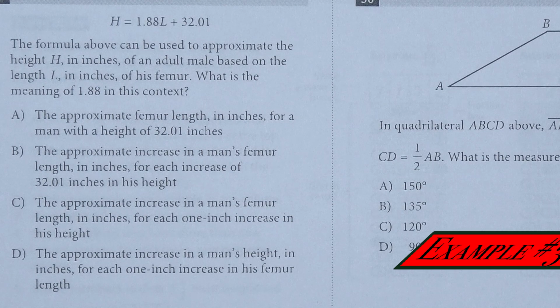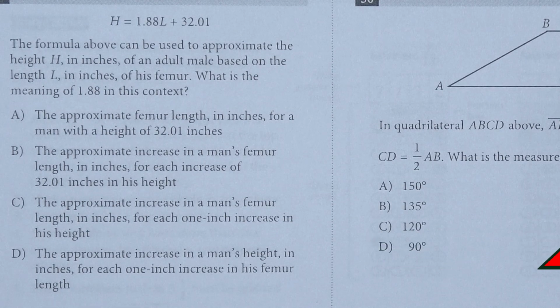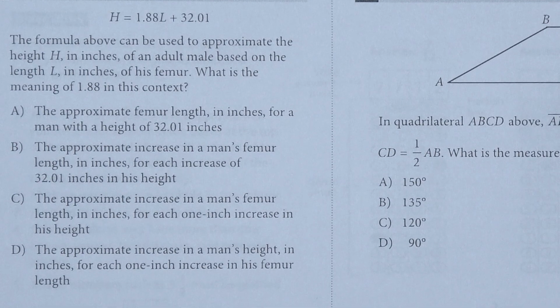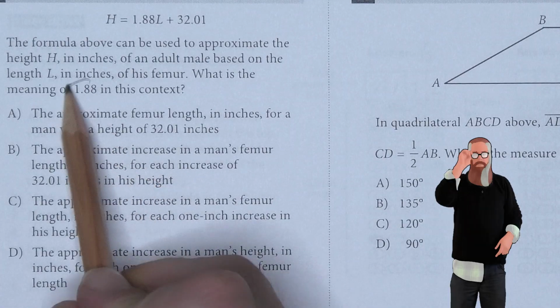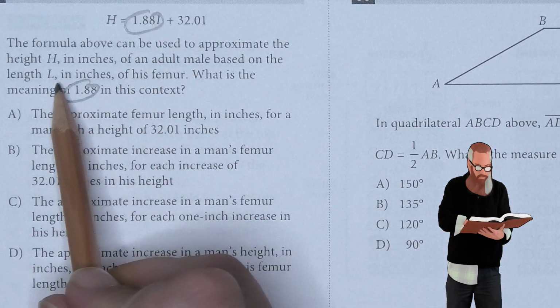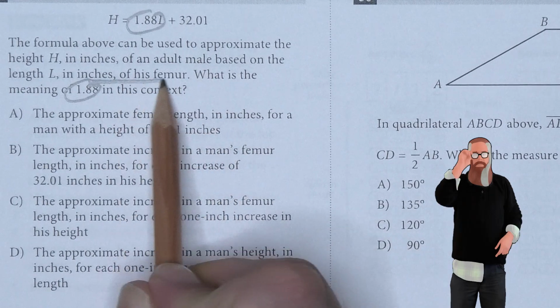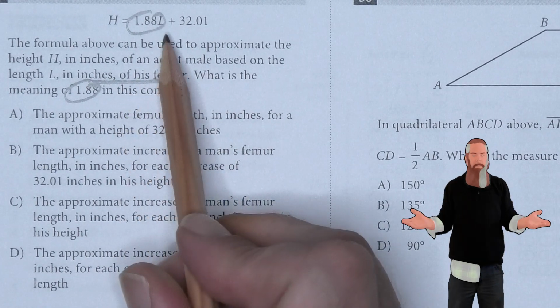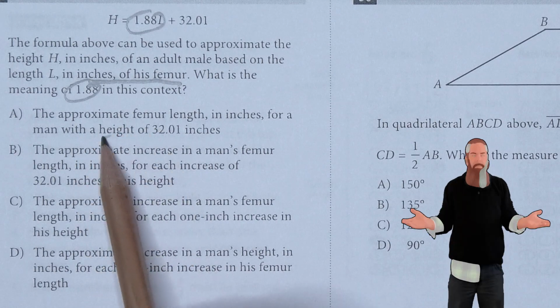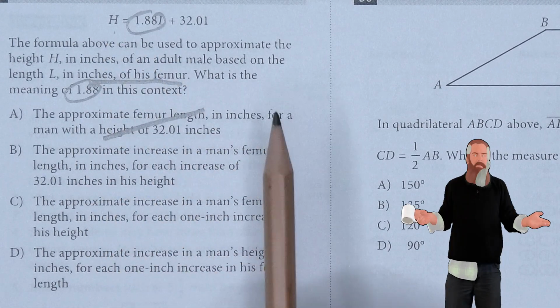The formula above can be used to approximate the height h in inches of an adult male based on the height L in inches of his femur. What is the meaning of the 1.88 in this context? So we're looking for this 1.88, which is located right here, times L. And L is the inches of femur, so it's multiplying by the femur. We're not trying to find the femur length, we're trying to find the height of that person.